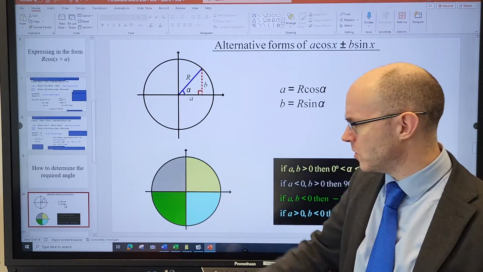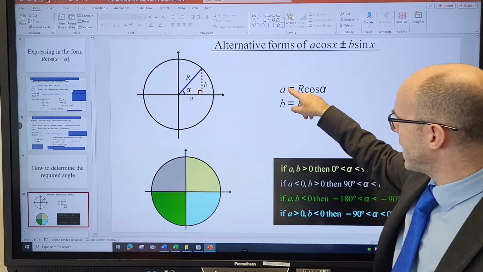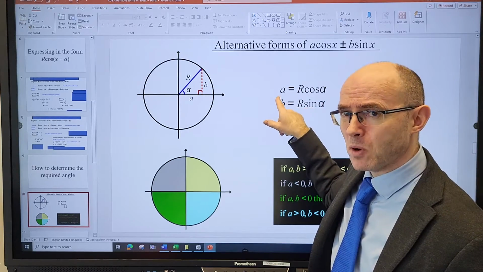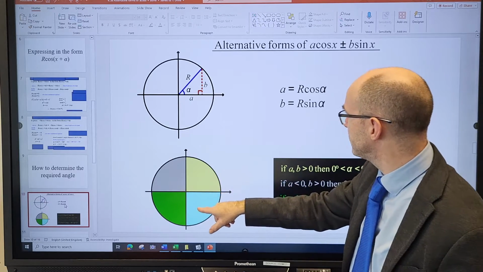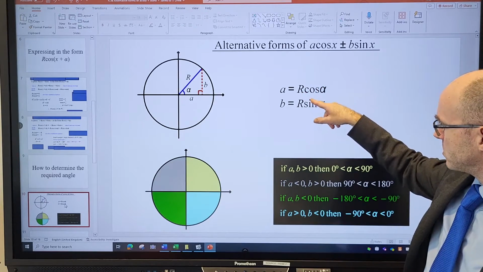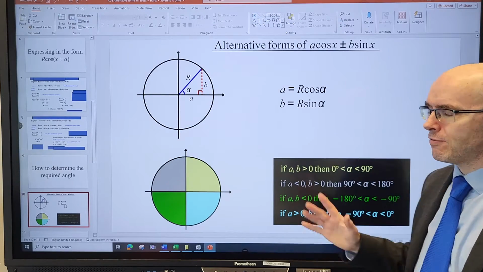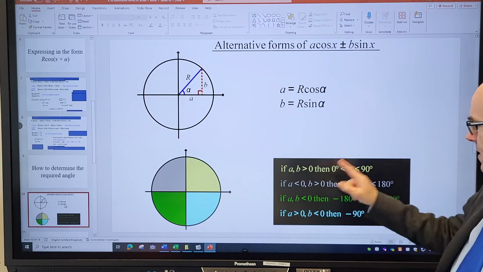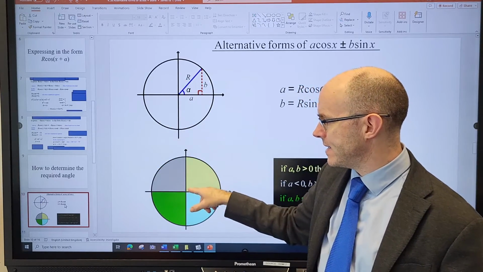Here's my bit of colour coding. If they all are in that quadrant there, that means both a and b as coordinates are positive. If they're both positive, that means that is positive and that is positive, and the angle then is between 0 and 90 degrees.